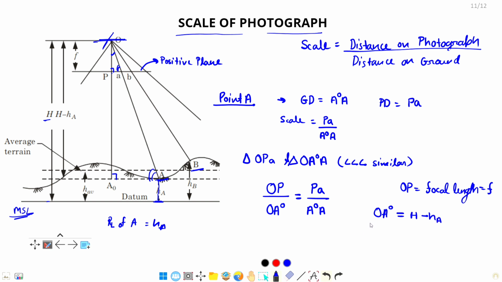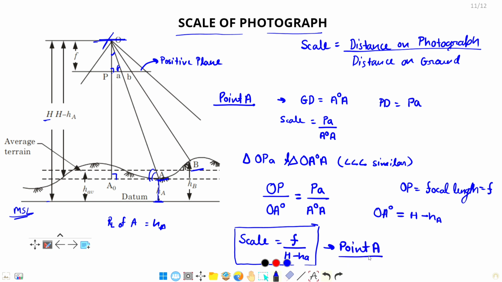So by calculating this, we can say scale will be equal to PA upon OP, that is F upon A naught A, that is OA naught, that is H minus HA. So this comes up as the scale for point A. Why am I calling it point A? Why am I not saying that for point B this scale is also the same?